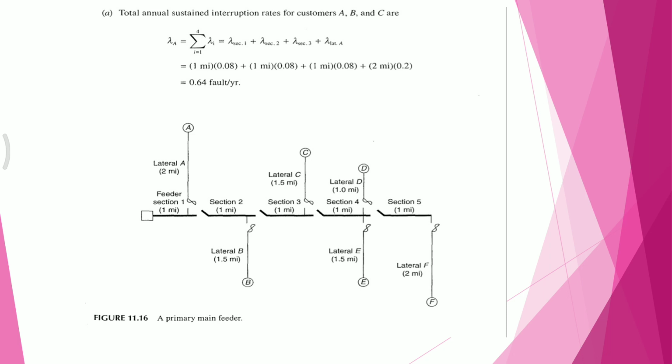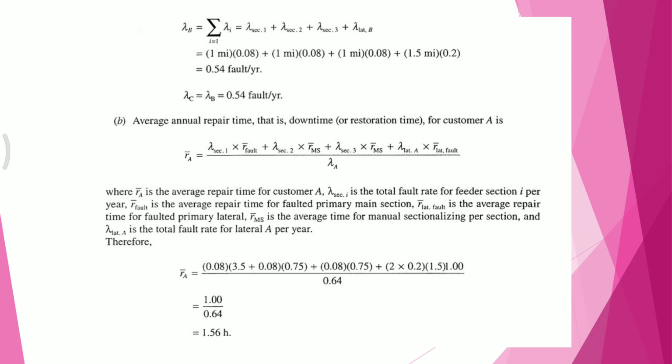That is, lambda A equals the summation of lambda i for i from 1 to 4, where lambda i covers the three sections, that is, lambda section 1 plus section 2 plus section 3, and plus lateral of A. By substituting the values we get faults per year as 0.64 for the area of customer A. Similarly, for the remaining customers B and C, they have calculated faults per year as 0.54.